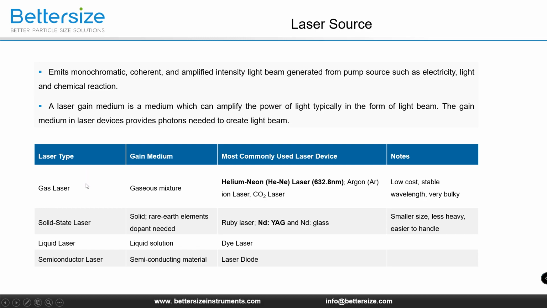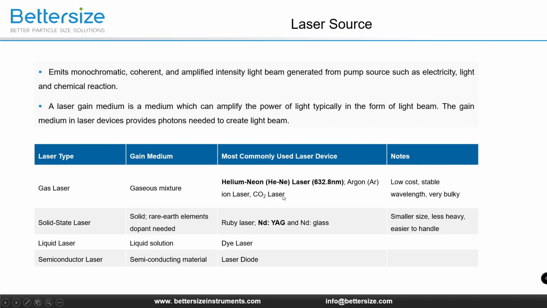If the gain medium inside a laser device is a gaseous mixture, the laser is called a gas laser. Typical examples of gas laser include helium neon laser, which emits laser with a wavelength of 632.8 nanometers, argon ion lasers, and carbon dioxide laser.